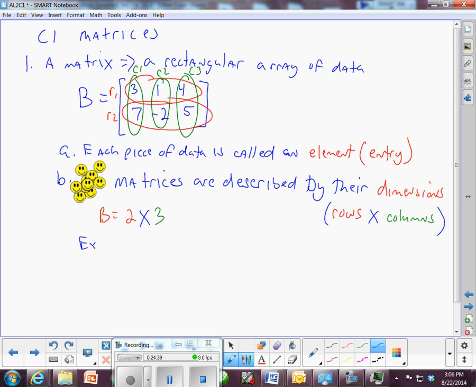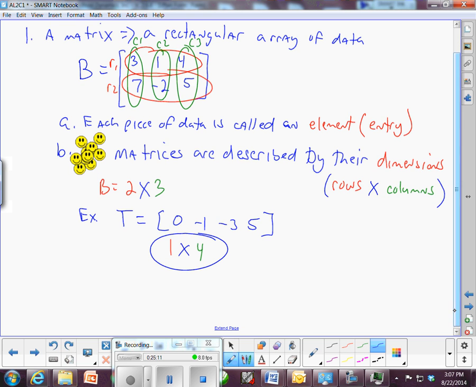What if you had, for example, something like this? Matrix T equals bracket. Let's go 0, -1, -3, 5, bracket. Right, this is a unique matrix. It's called a row matrix because it consists of just one row. And what would be the dimensions of this matrix? Well, you would say, hey, there is one row and there are 4 columns. So this is a 1 by 4, right? Okay, one last thought and we're done.